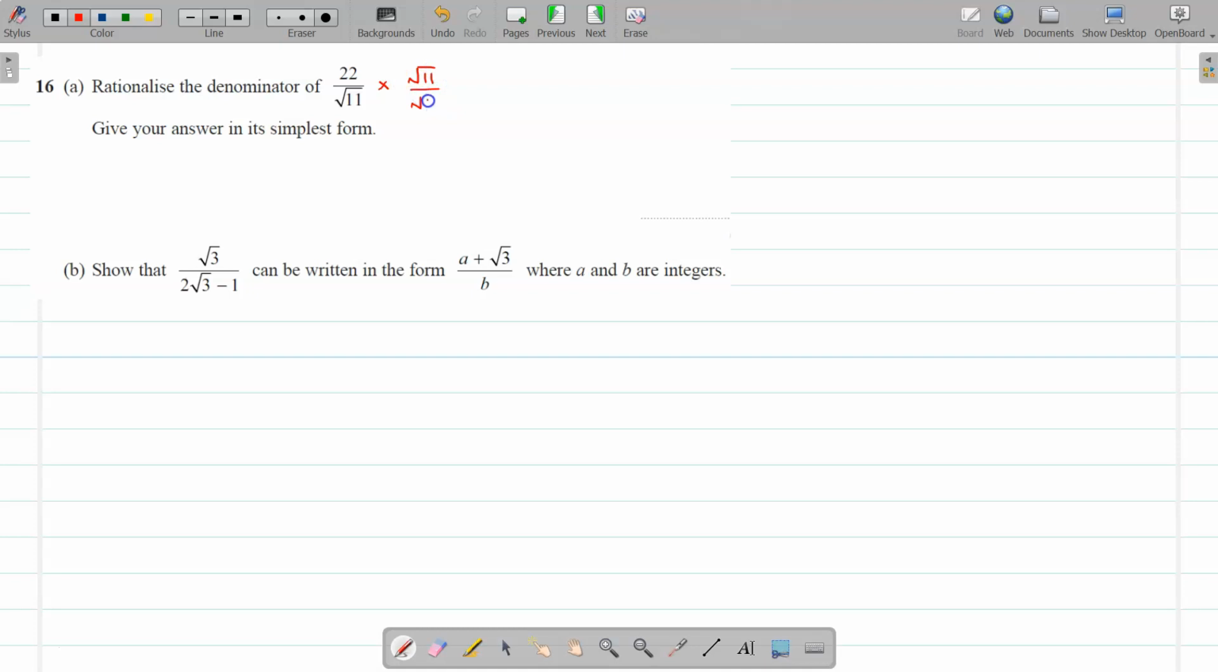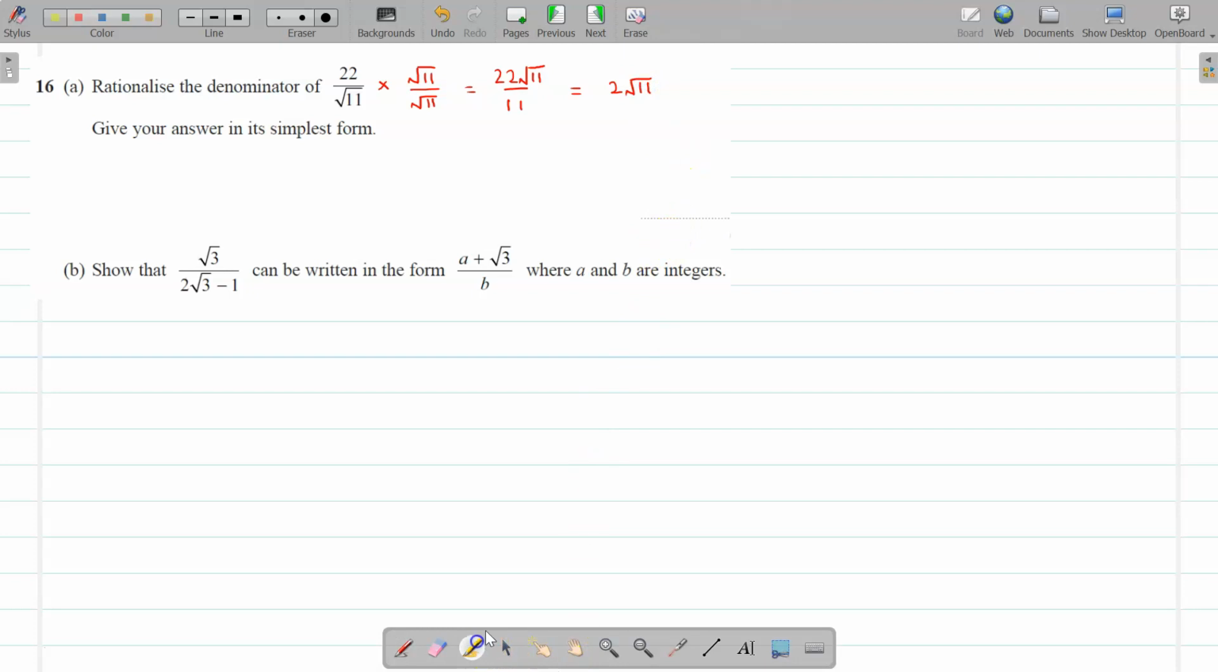Next. Okay, rationalising the denominator, I just need to multiply this by root 11 over root 11. That will cause the denominator to now be 11, and the numerator is going to be 22 root 11. So that's now got a rational denominator, but it does say rationalise your denominator and give your answer in simplest form. So the 22 and the 11 cancel to give me 2 over 1. So it's simply 2 root 11 is the answer.